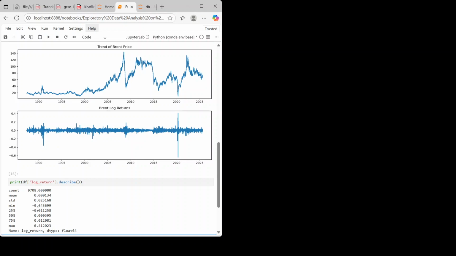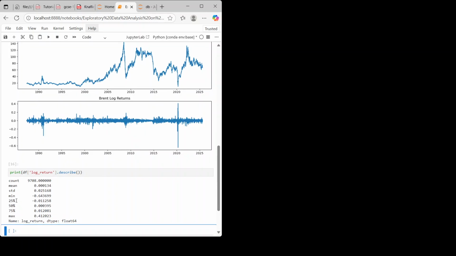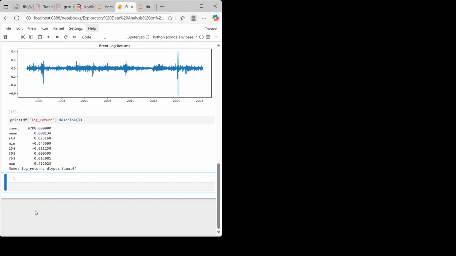There we have the minimum and the maximum. It's always better to understand, no matter how high or low it goes, what is the maximum and the minimum it can go in terms of percentage. So that's the essence of that. We have the quartiles, then we have our median, the 75% and all that. So we want to know that 25% of the data are below negative 1% and all that.